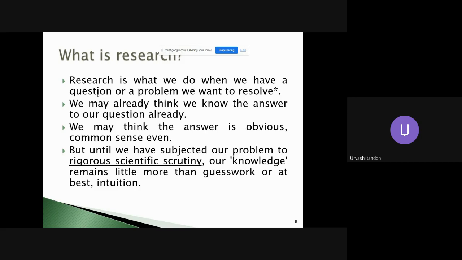So scientific scrutiny is going to stabilize them. With the scientific scrutiny which a teacher is doing, I want to establish certain facts on the basis of some information, right? So that is also research. We may think the answer is obvious and common sense, fine, the children did not study, that is why the results are not good. But still we want to subject our problem to rigorous scientific scrutiny, so that on the basis of our knowledge, on the basis of some parameters from certain statistical analysis, we can verify that what we were thinking was right.